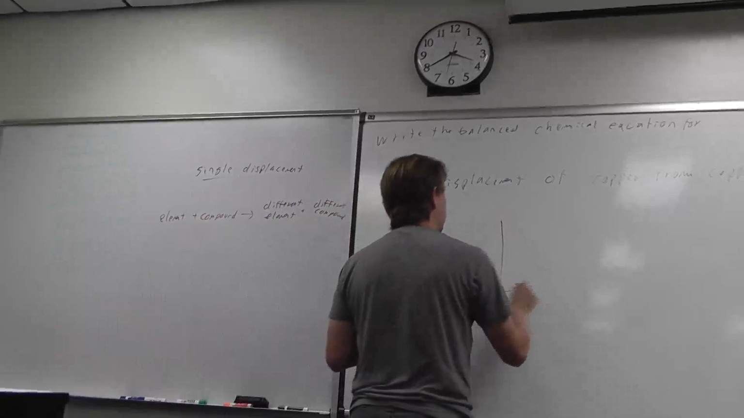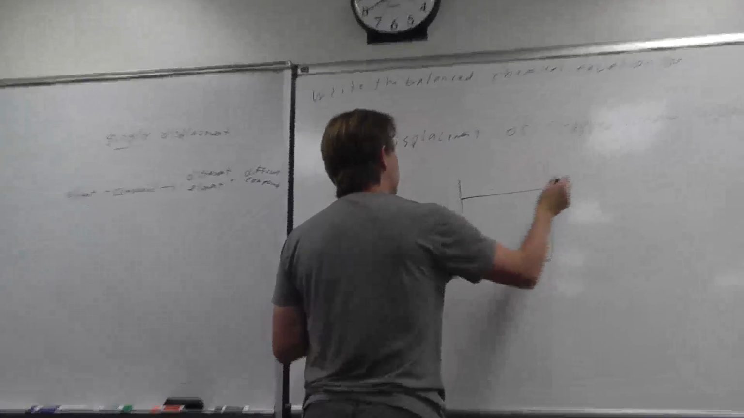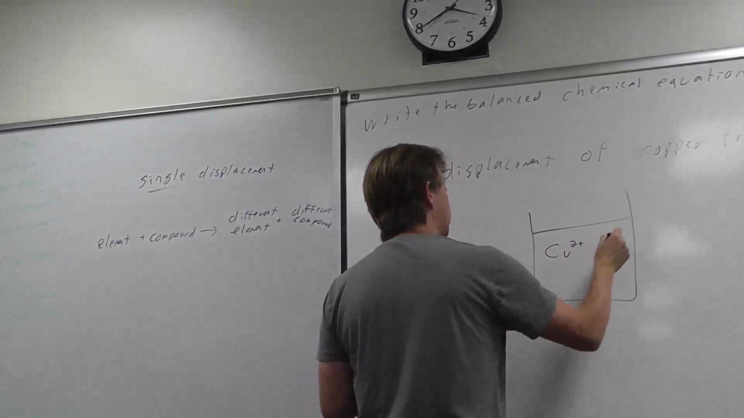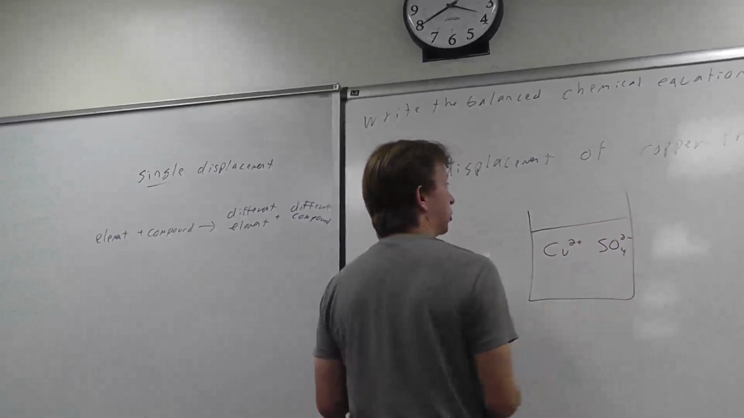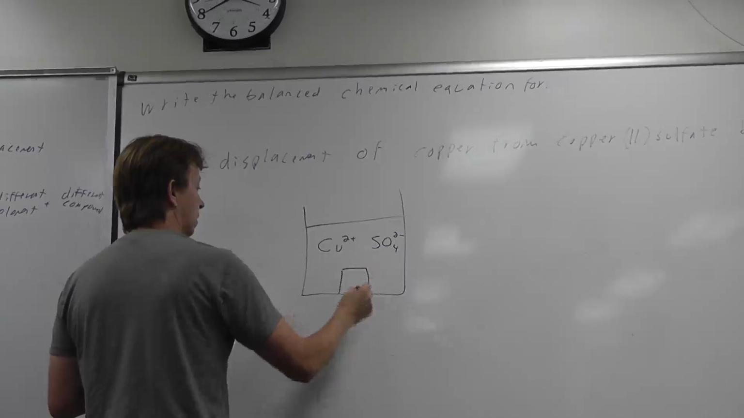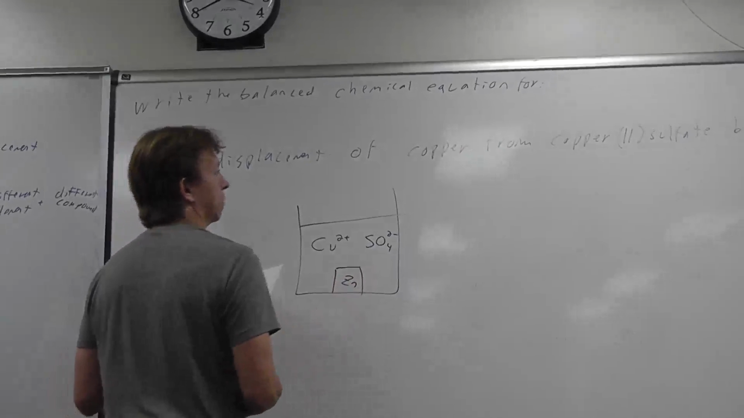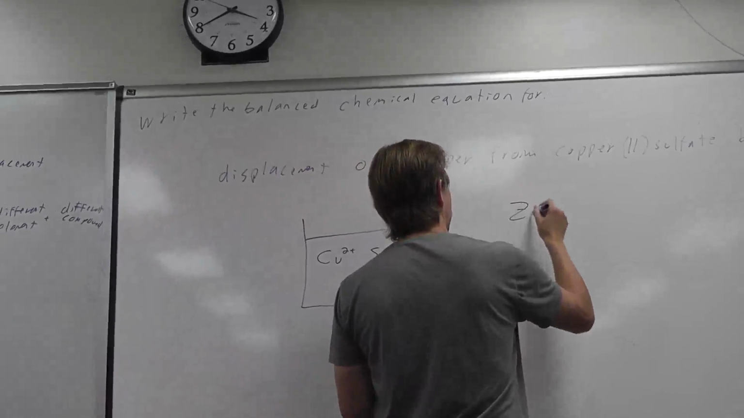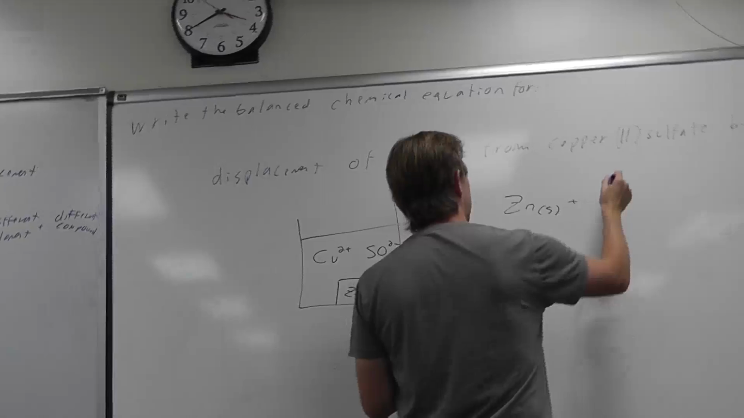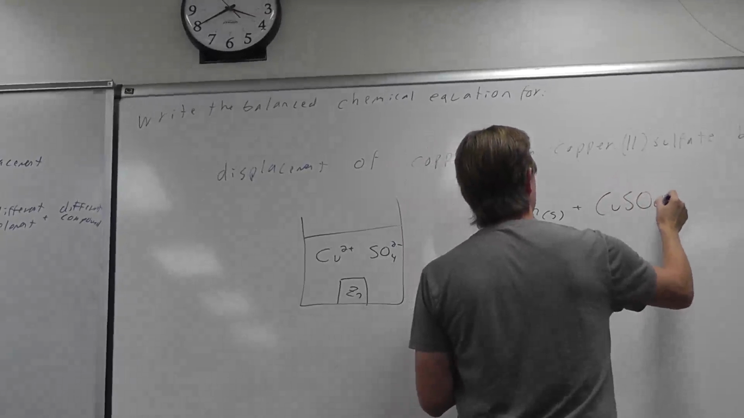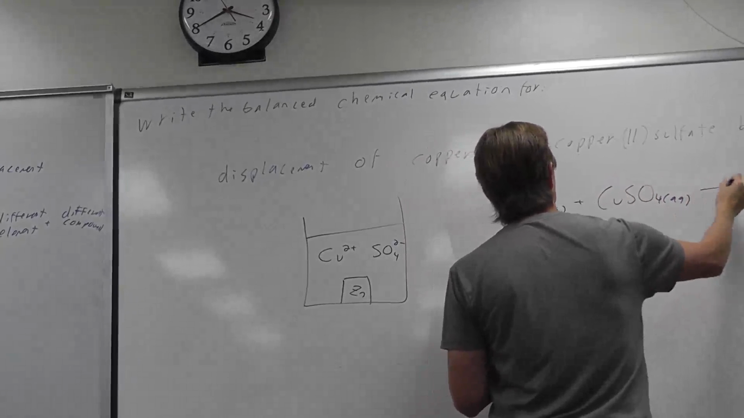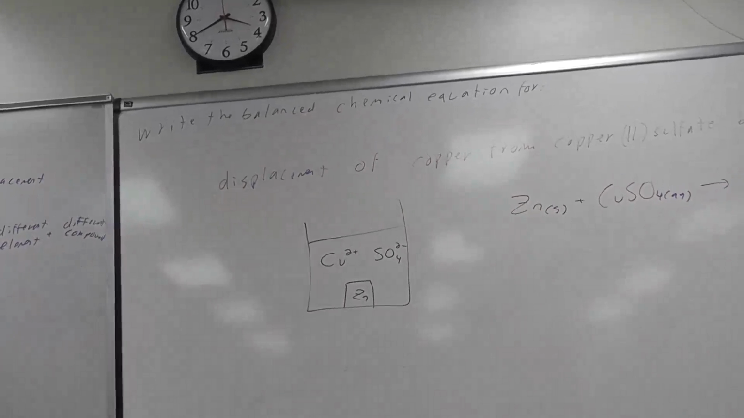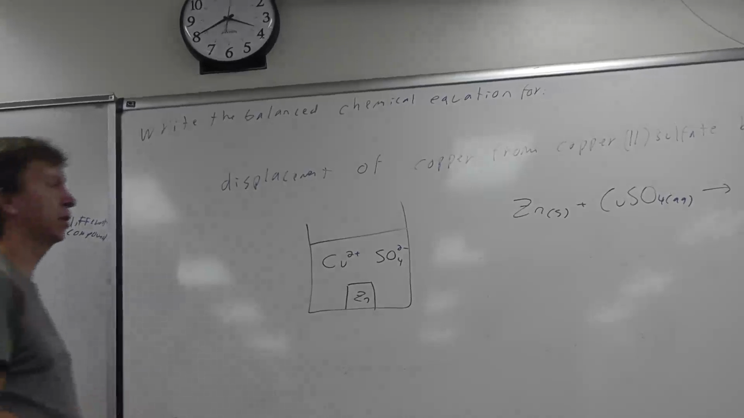Before putting it in reaction form, this is our solution. This is our copper 2 sulfate floating around in the solution. And we've got zinc metal. So, zinc as a solid plus copper sulfate solution. And we're looking at what the reaction is going to be as far as displacement goes. Displacement means replacing, taking the place of.